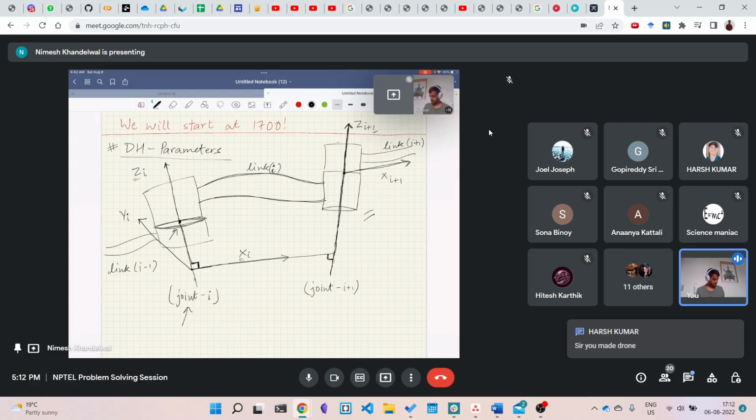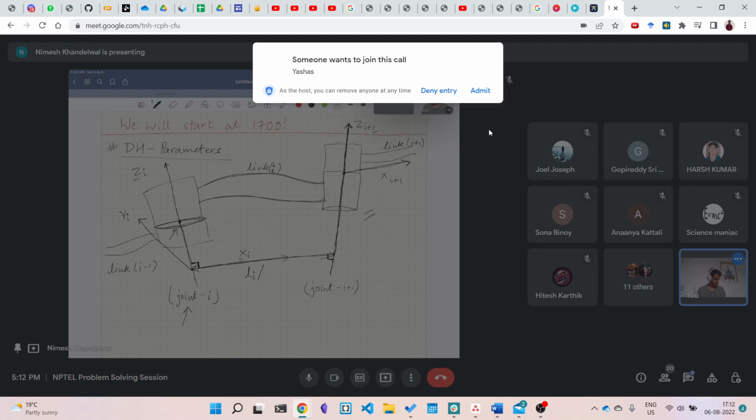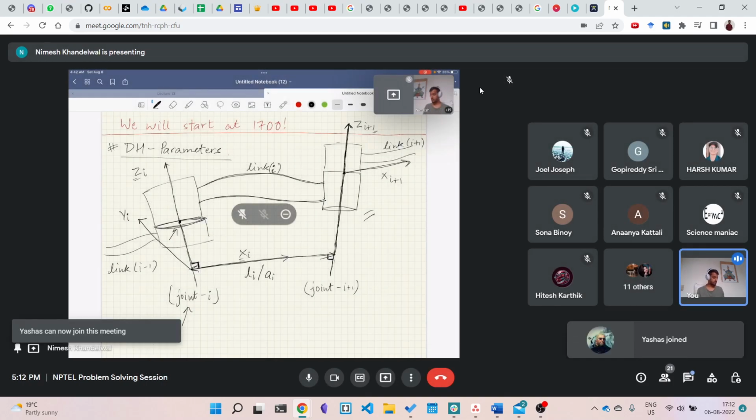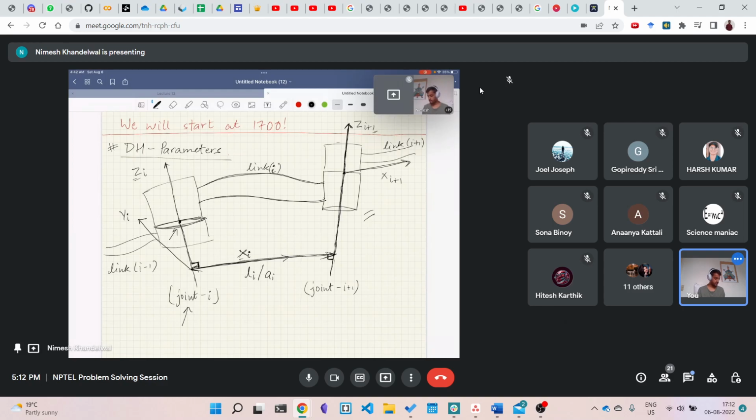So this shortest distance that I just marked here is called your link length. I will denote link length as L I, or you can even call it D I, it doesn't matter. I think most people call it A of I. So it is just the length of this shortest line segment along which we have attached X I.